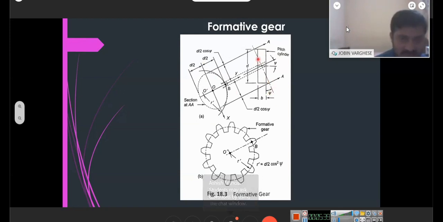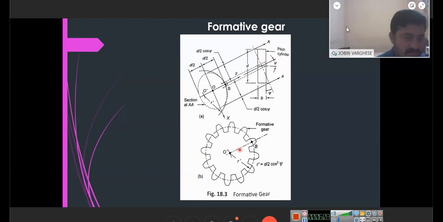Now once it is cut, it's in a circular form already. When the circular form is cut, we can obtain a helix this way. And from this helix with the radius r dash, if you draw a circle, then we can obtain a spur gear like this. That is called a formative gear. In fact, there is no gear here, it's an imaginary gear. All the calculations are based on this imaginary spur gear.